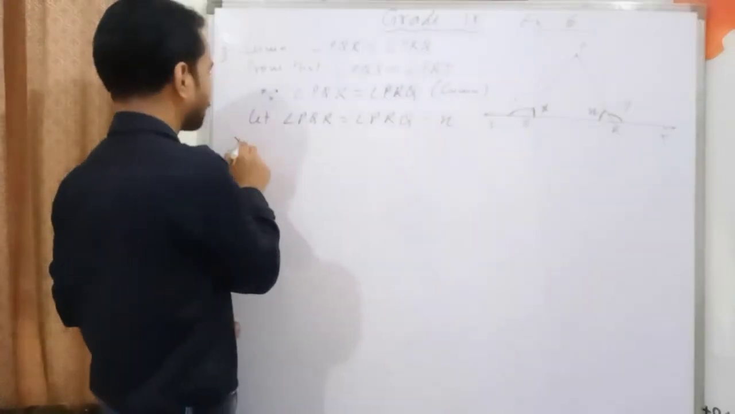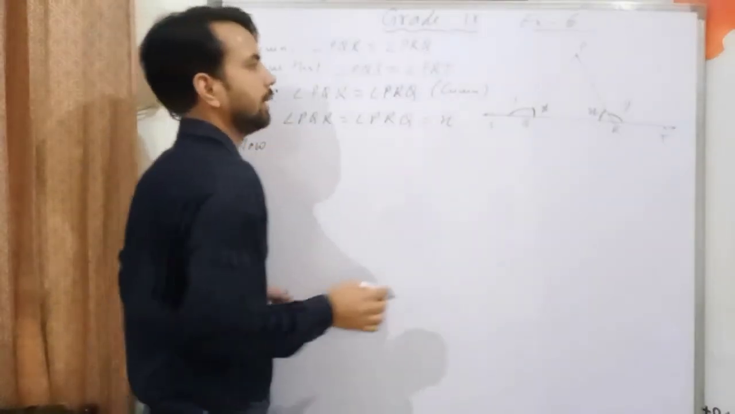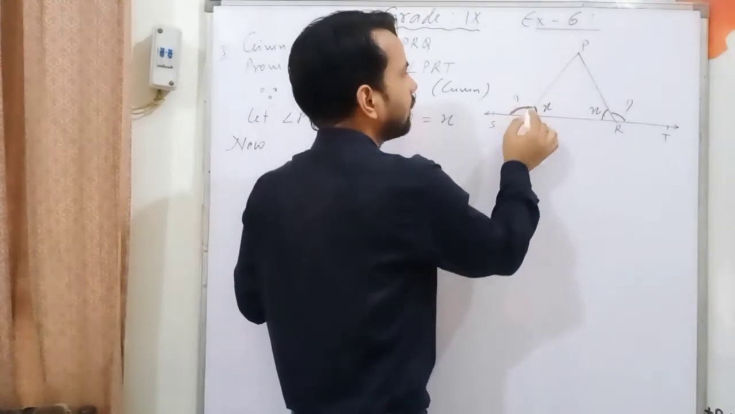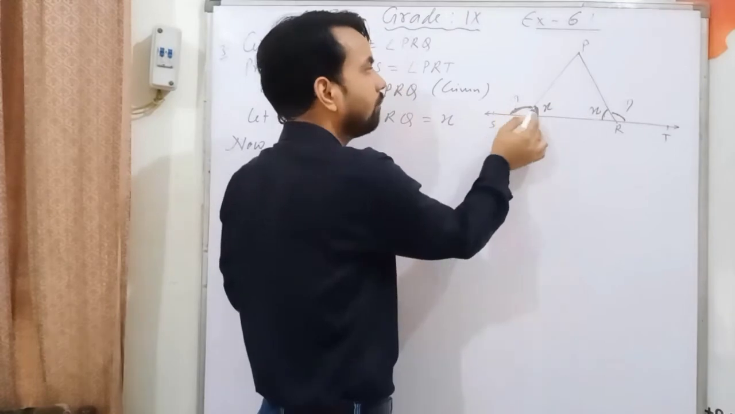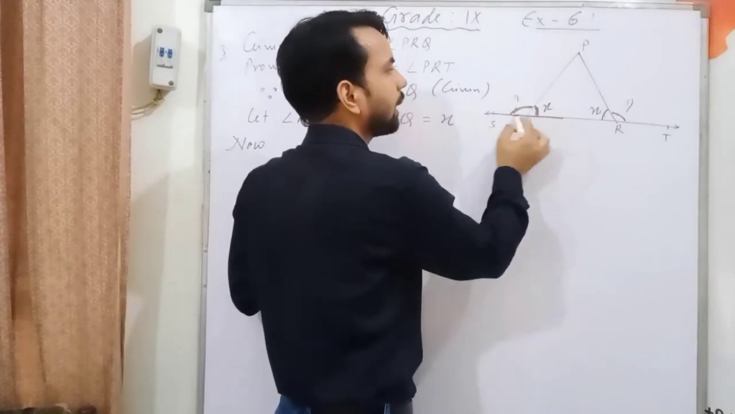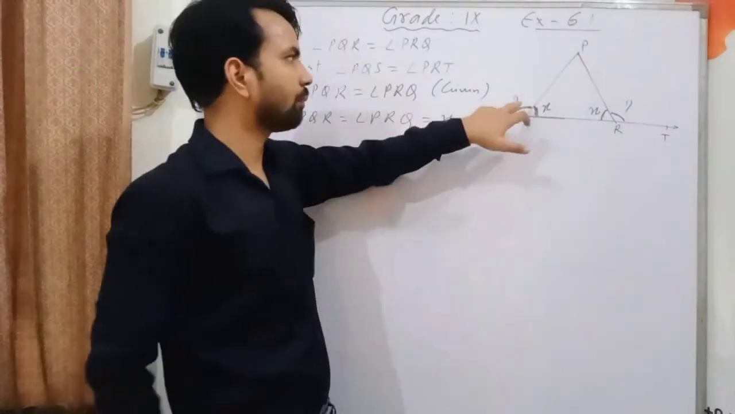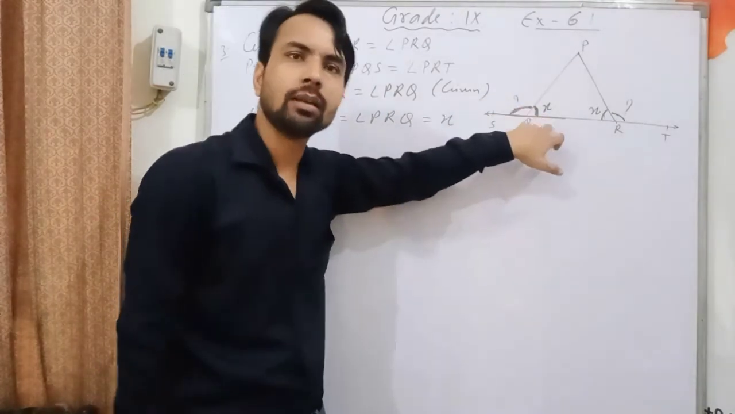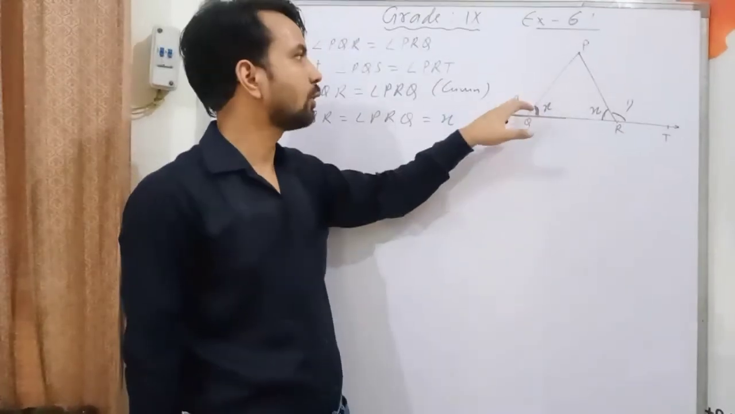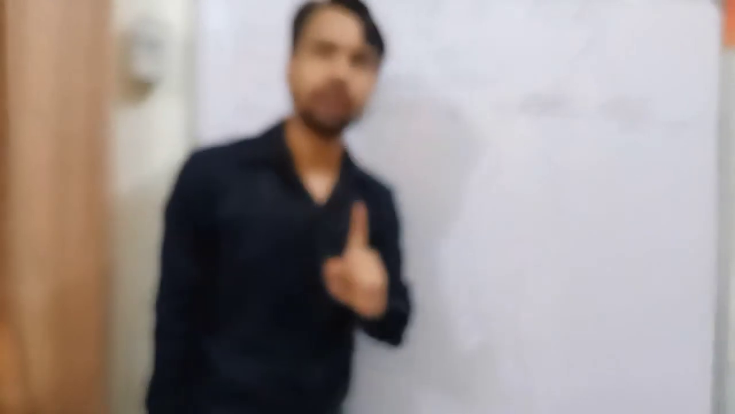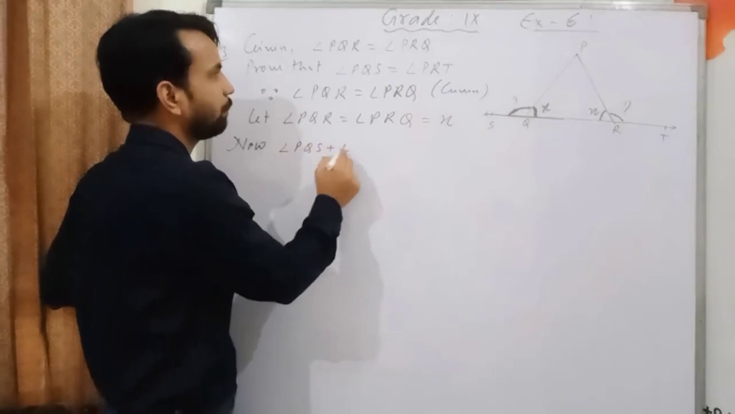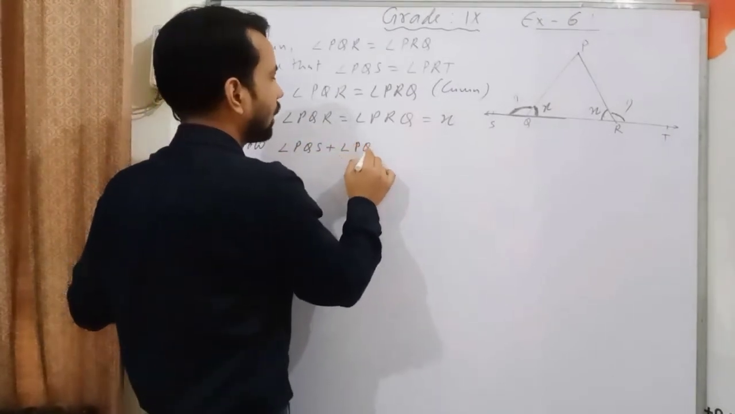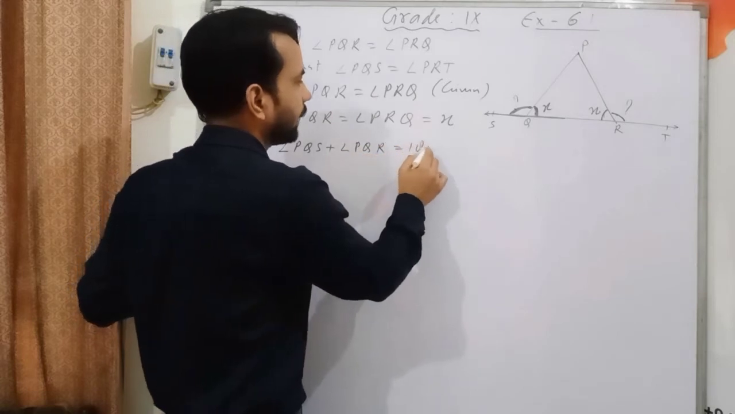Now see this angle and this angle. There are two angles, na? This and this. Their sum will be 180 because they form a straight line. Means these two angles are a linear pair. They form a linear pair, so their sum will be 180 degree. Understood? So we have to write here angle PQS plus angle PQR equal to 180 degree.